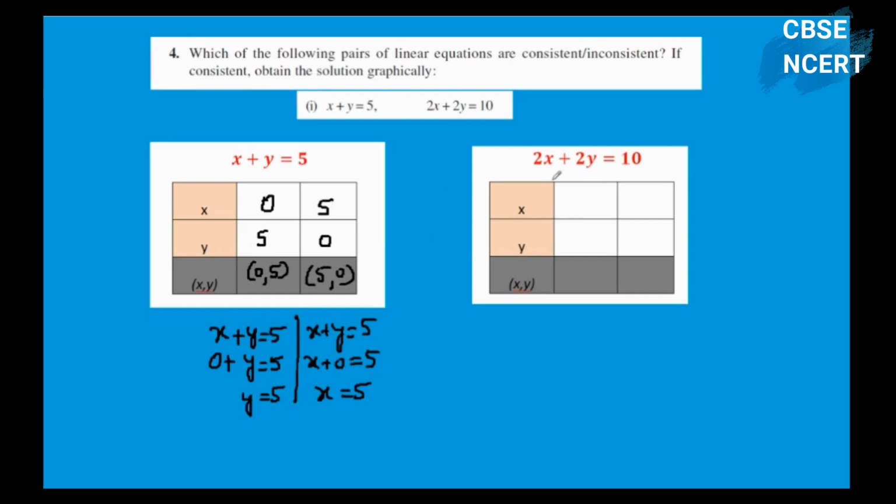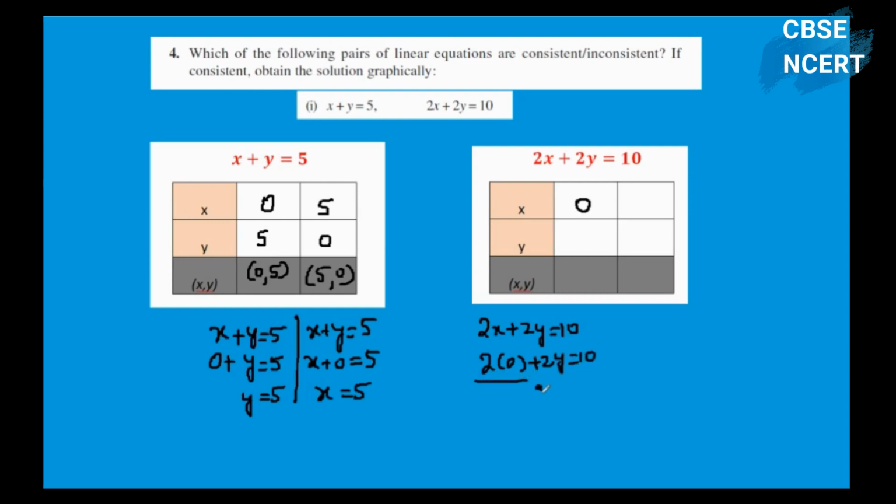Now we are going to find 2 points for 2x plus 2y is equal to 10. As I am preferring x as 0, I am going to replace the value of x with 0 in the given equation. So 2 into 0 plus 2y is equal to 10. 2 times 0 is 0.